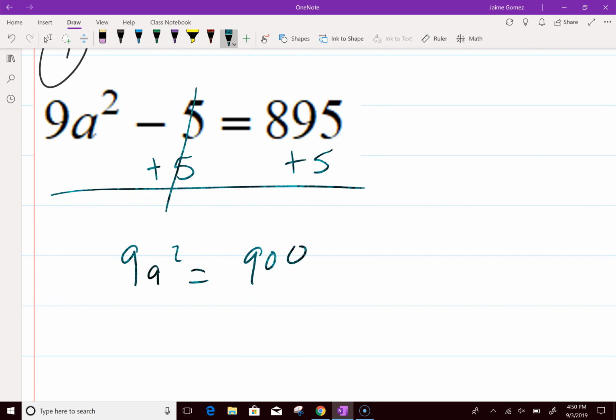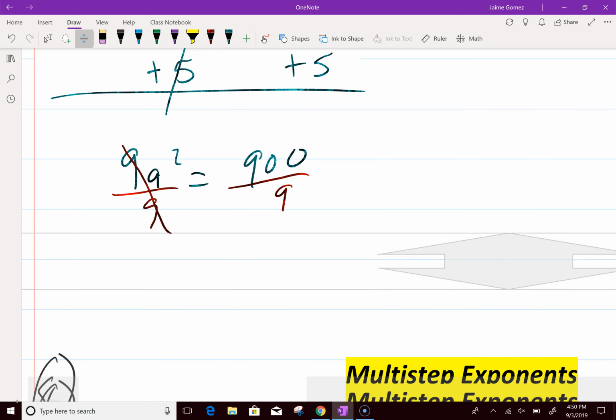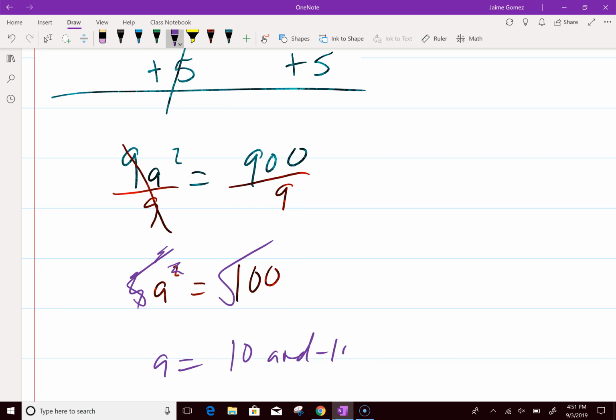Now, remember, we want all the numbers on the same side, so get rid of that 9. Divide by 9. That goes away. A squared is equal to 100. And then how do you get rid of the little 2? You take the square root. That 2 cancels all of this, so it's just a is equal to the square root of 100, which is 10 and negative 10.